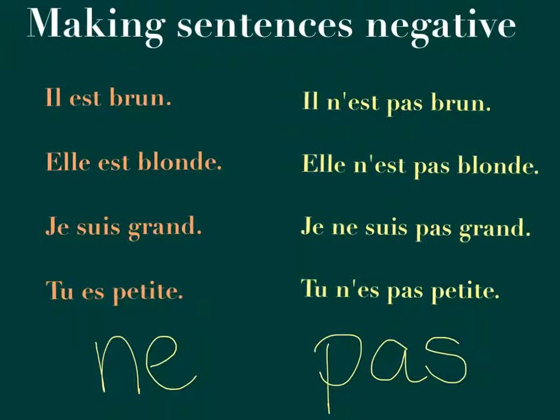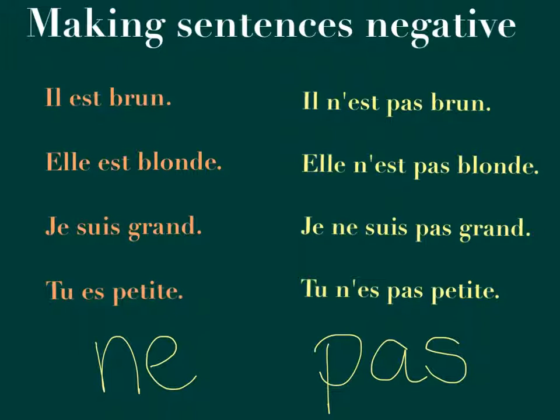So you can kind of see how it all works if you look at the je form. Je suis grand, je ne suis pas grand. So we have the ne and the pas. And note where they go. They go around the verb. They make a little verb sandwich. And you do need both words. Je ne suis pas grand.